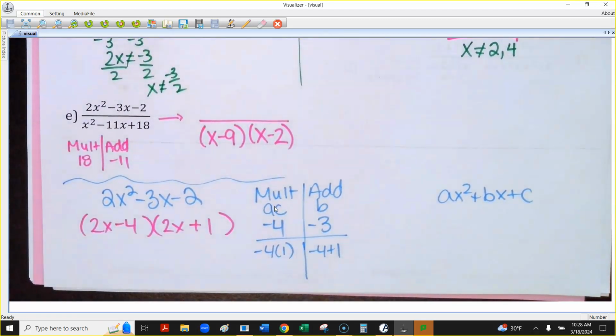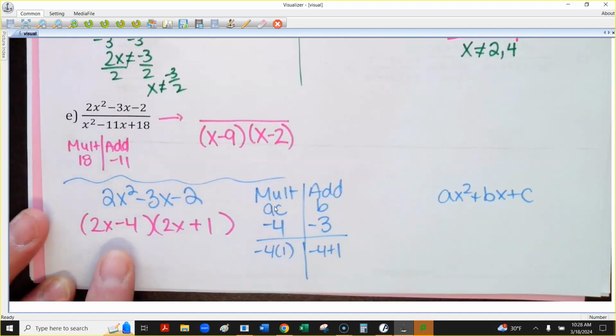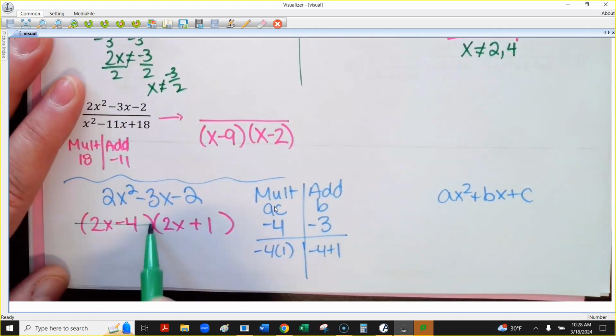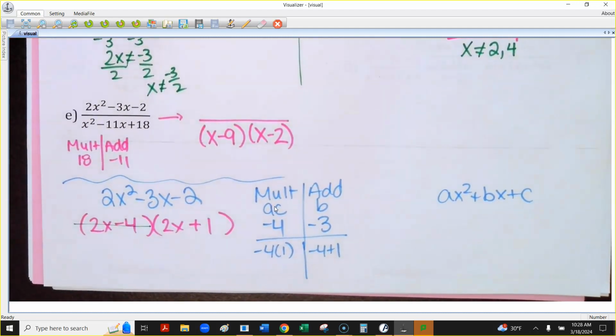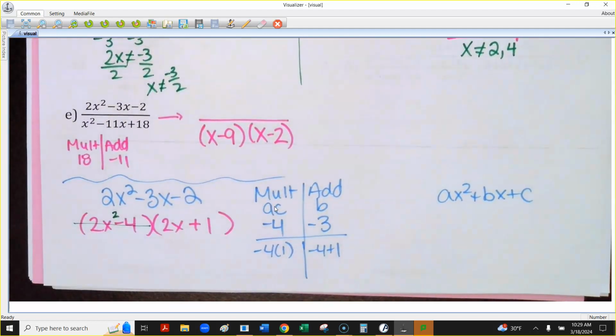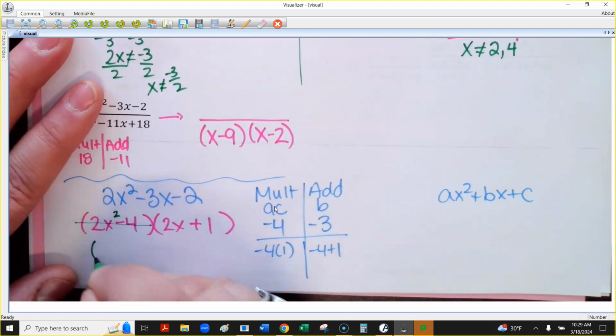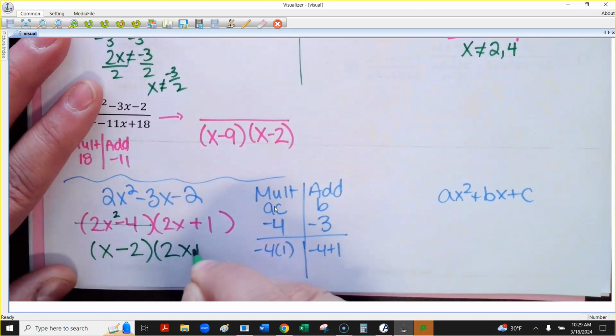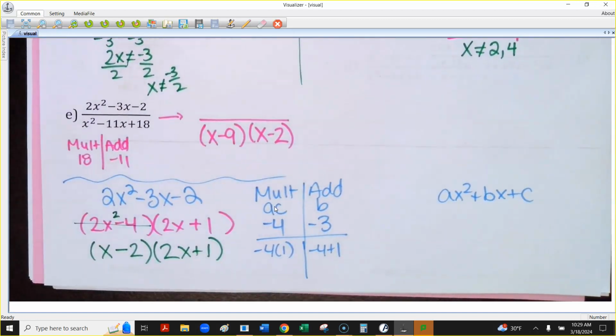Now, one or both of these, it's just one for this problem, is not the real factor. To determine that, if the two terms inside your parentheses have something in common, that's not the real factor. So 2x and 4 are both divisible by 2. It's just a trick to the method. You basically just disappear a 2 out of that. So the real factored form here would be x minus 2, and then 2x and 1 don't have anything in common, so that's the real factor.